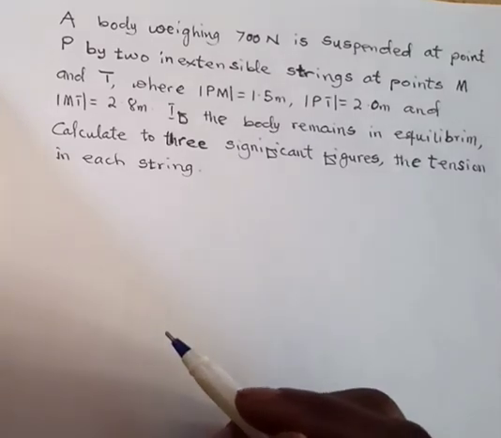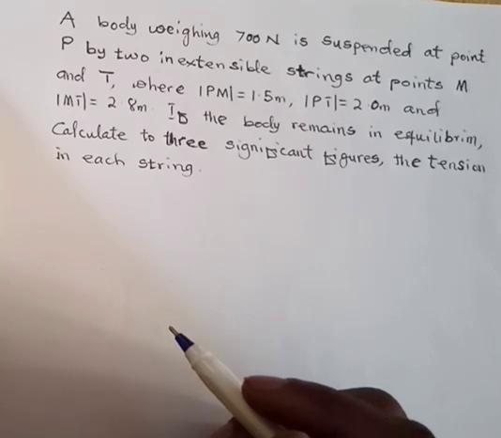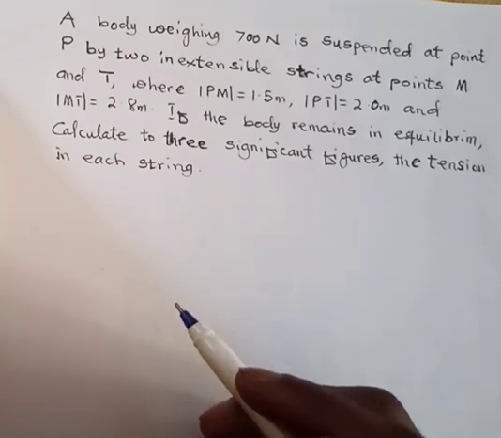So let's solve this problem. We are saying that a body weighing 700 Newton is suspended at point P by two inextensible strings at points M and T, where PM is equal to 1.5 meters, PT is equal to 2.0 meters, and MT is equal to 2.8 meters.